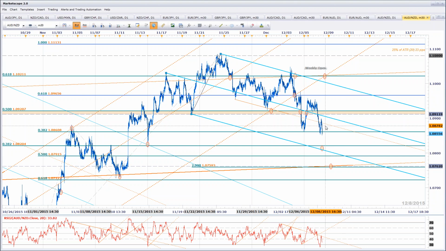But on a straight shot down for the remainder of the U.S. trade session, this is still the first area I would look for support. And if that breaks, I'm going to look for the head and shoulders objective. Does that make sense, Chris?